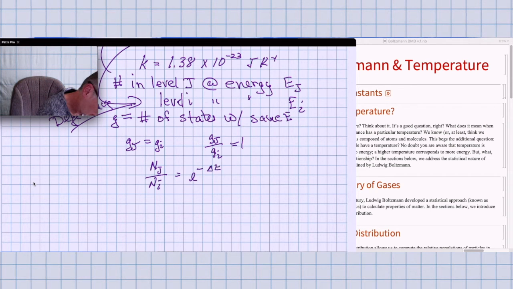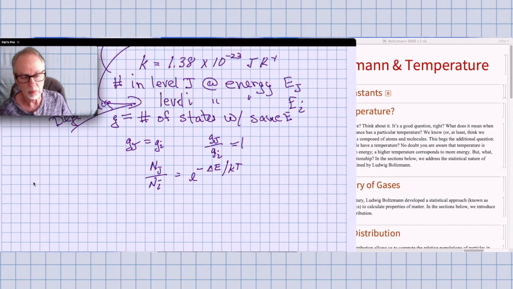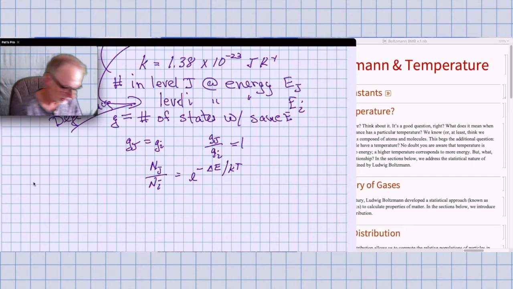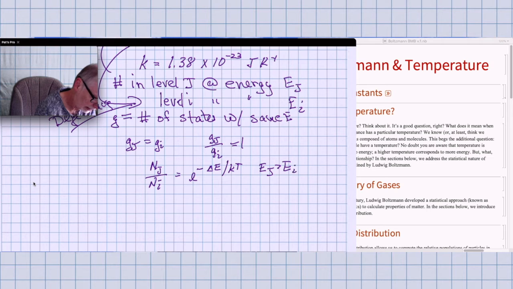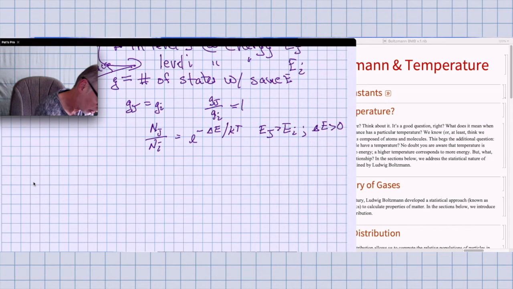And I'm just going to write this as delta E, where delta E is the difference in energy between the two, divided by KT. All right. And so if you've got a relationship like that, what we're going to note is it's a very simple relationship that we have. If we've got E sub J is greater than E sub I, that simply means that the energy difference is greater than 0.